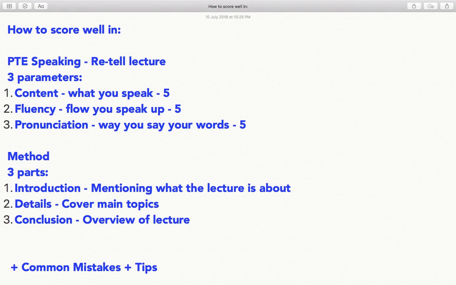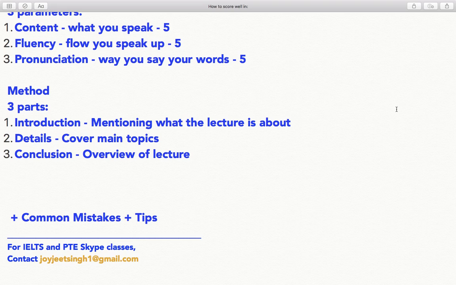So only 3 parts, guys: introduction, details, and conclusion. If you have seen my last video, this method is similar to what I showed you in the described image as well, but it is just a method which I derived from my experience. From teaching students, I've seen what is the best way they can remember what they have to do in the answer, and this is the one that I found. So just remember these 3 points: introduction, details, and conclusion. Now I'm going to demonstrate this method using an example, so bear with me.